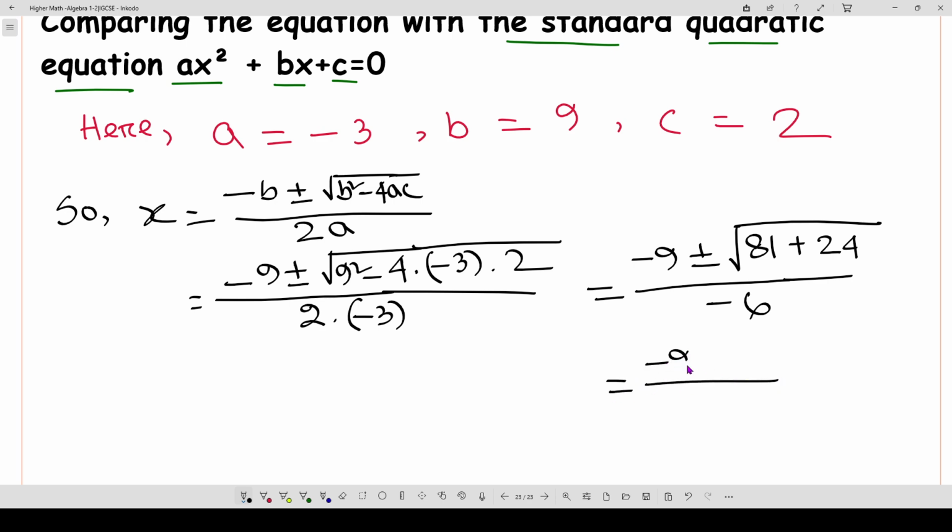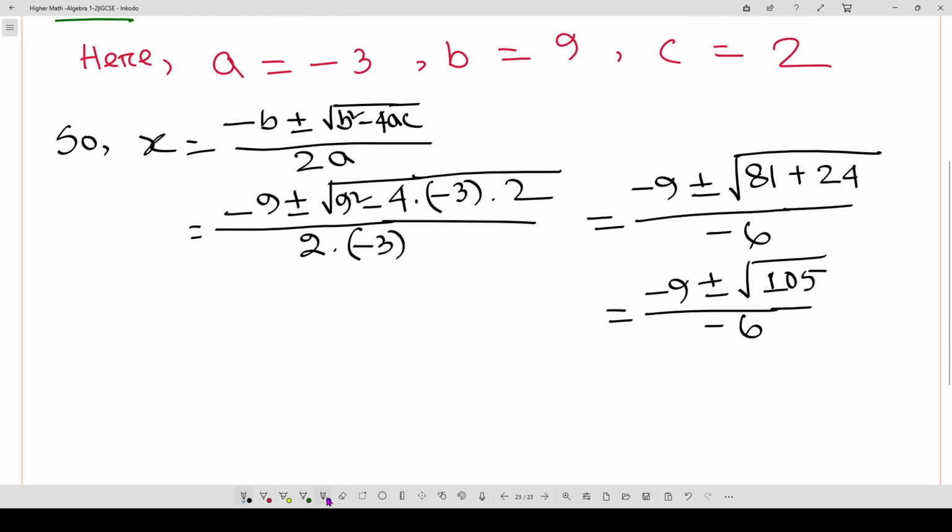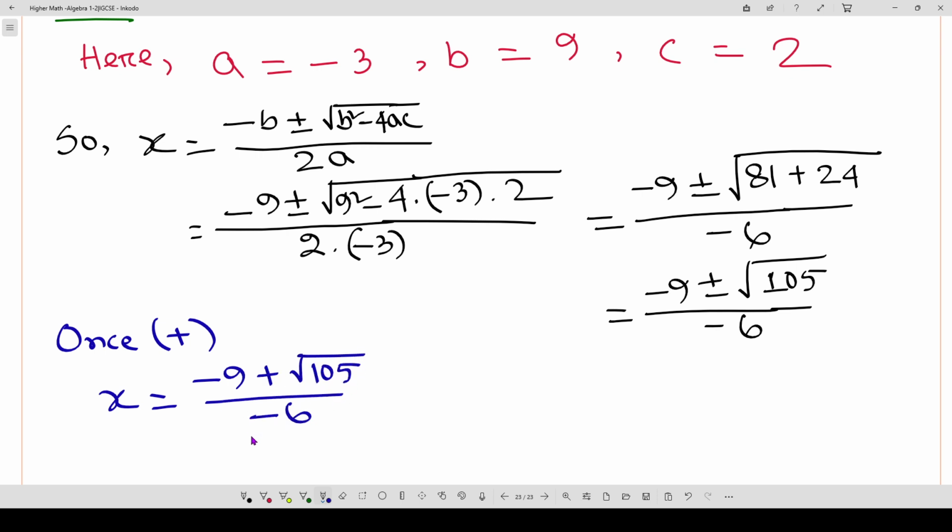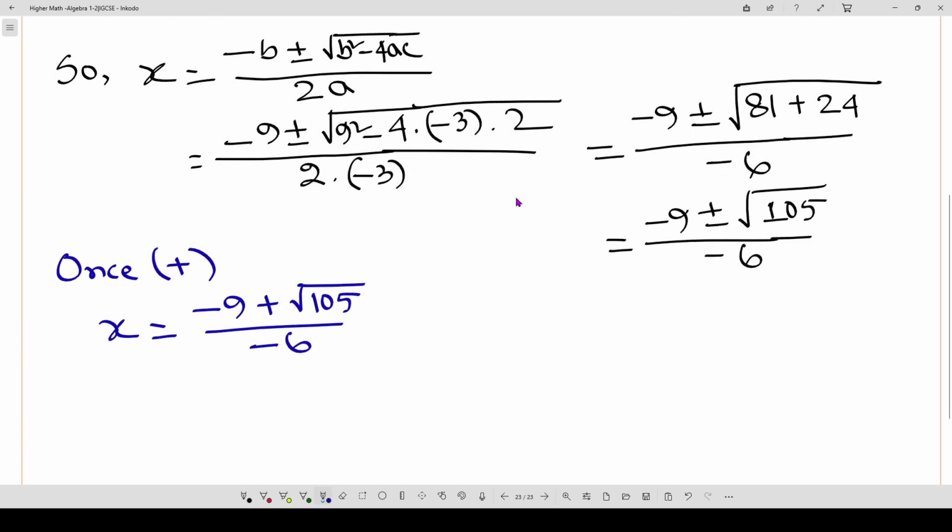Now we have to compare with this one. Here is minus 9, then plus minus root over 81 plus 24 is 105, and we have to keep this one because we cannot simplify it by any perfect square. So here is minus 6. We can write, once positive, x equals minus 9 plus root over 105, divided by minus 6, right?